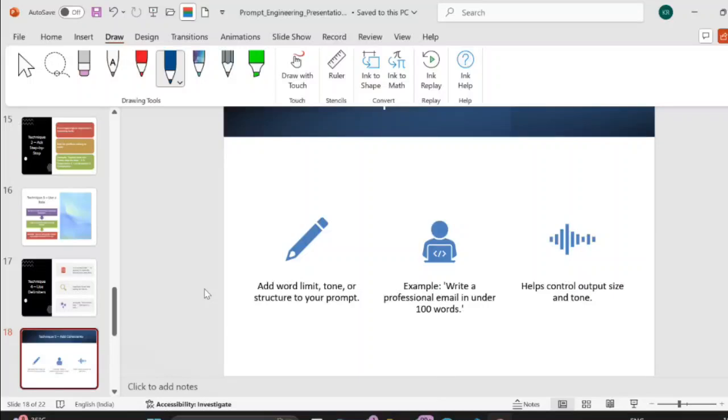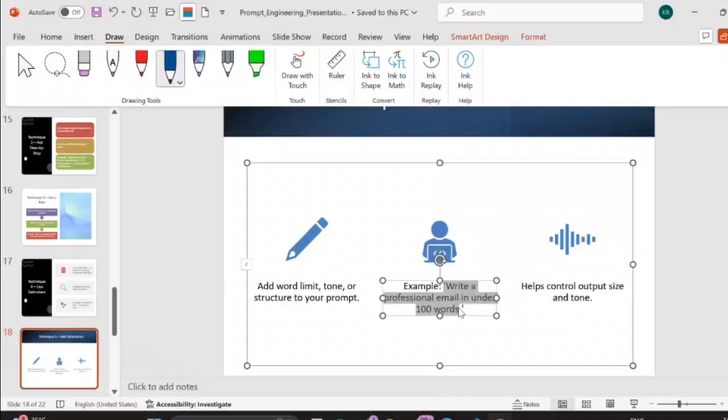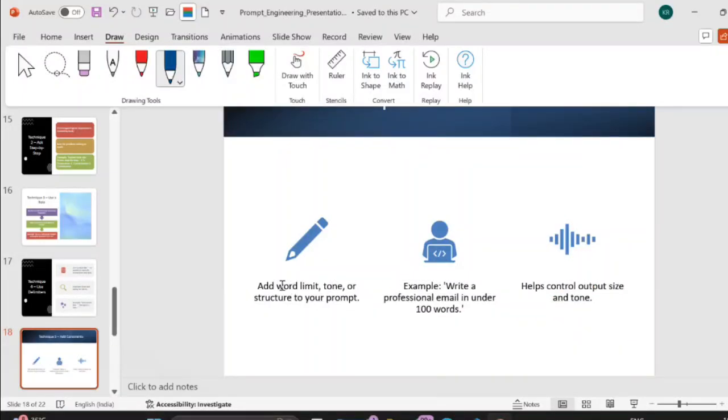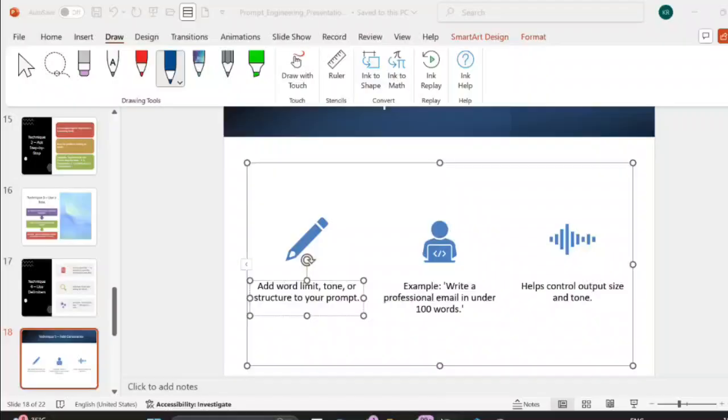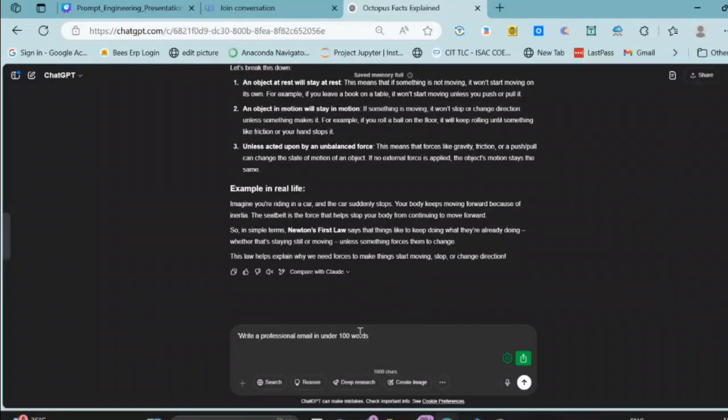Then constraints. Do you know constraints? We can add word limits, tone, and structure to our prompts. For example, write a professional email in under 100 words. This is a word limit. Then tone, in a convincing way, and finally formatting rules, better to get a positive result.